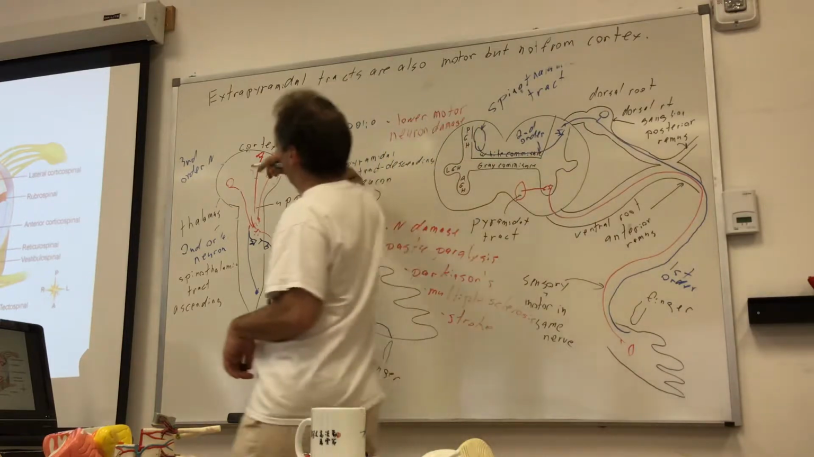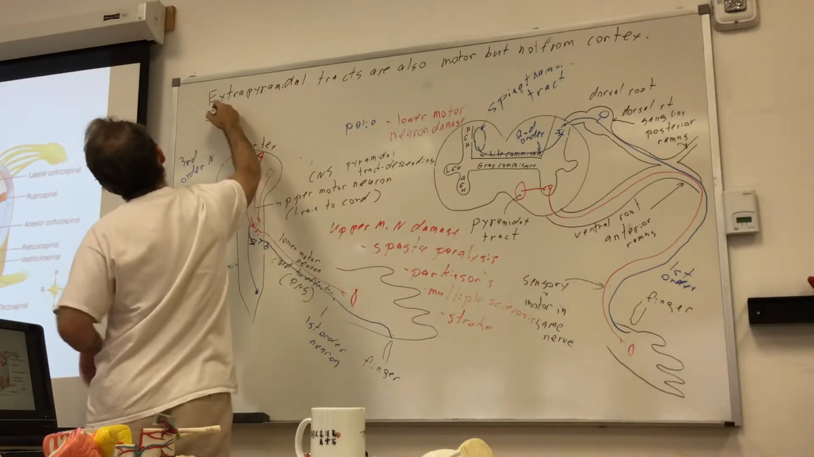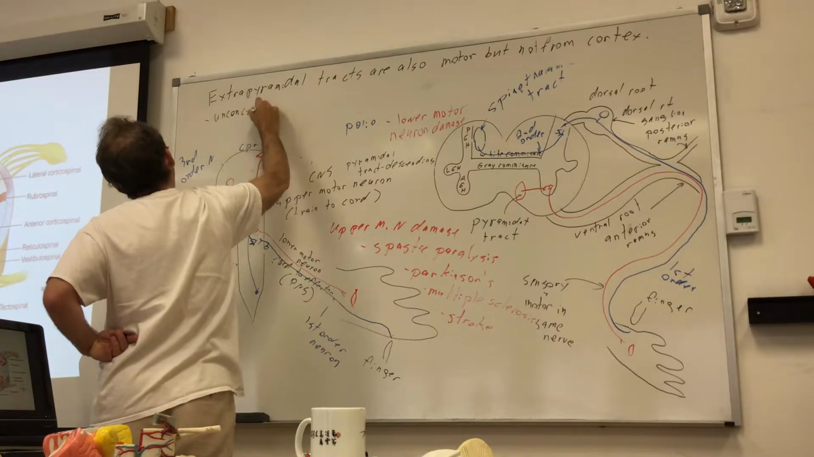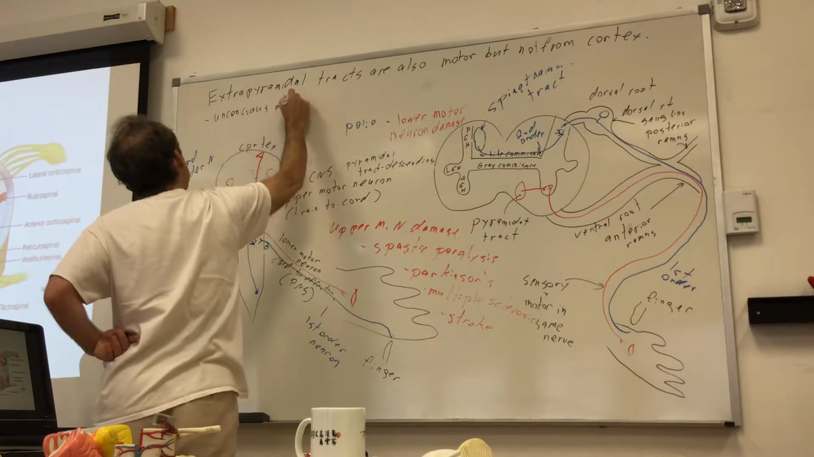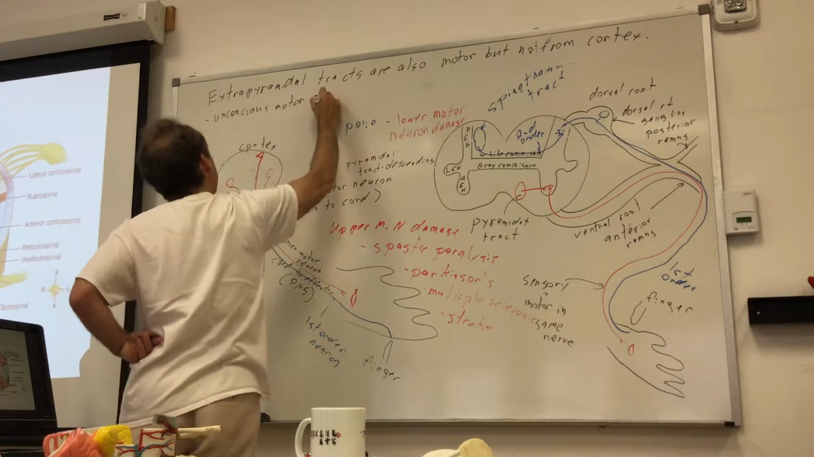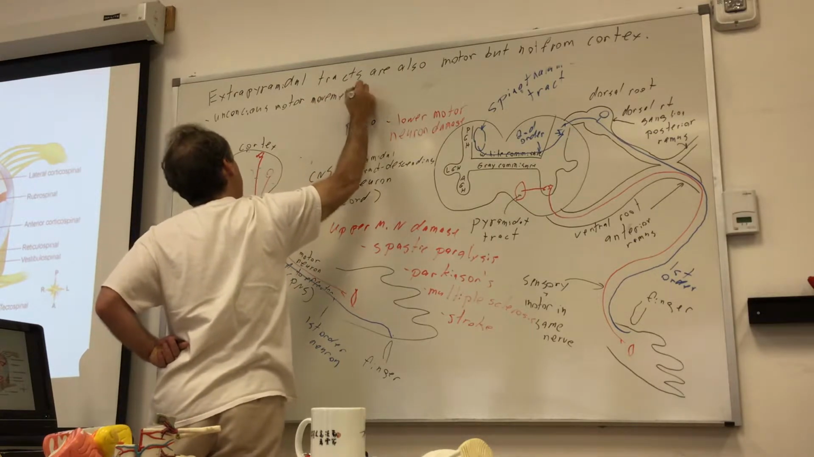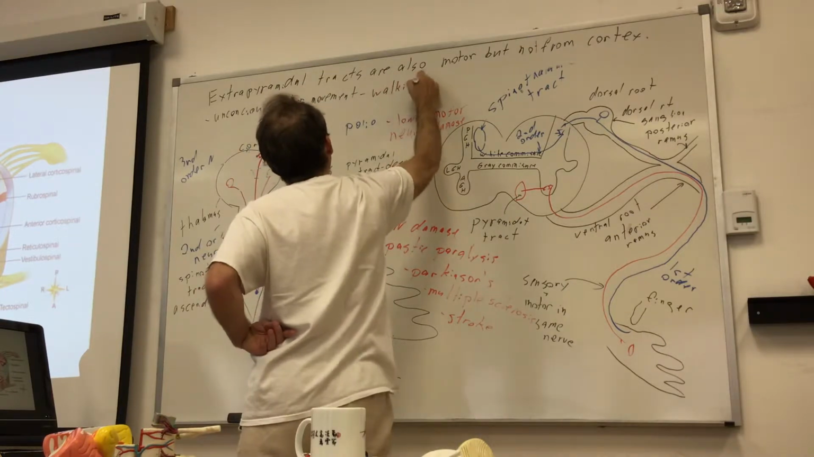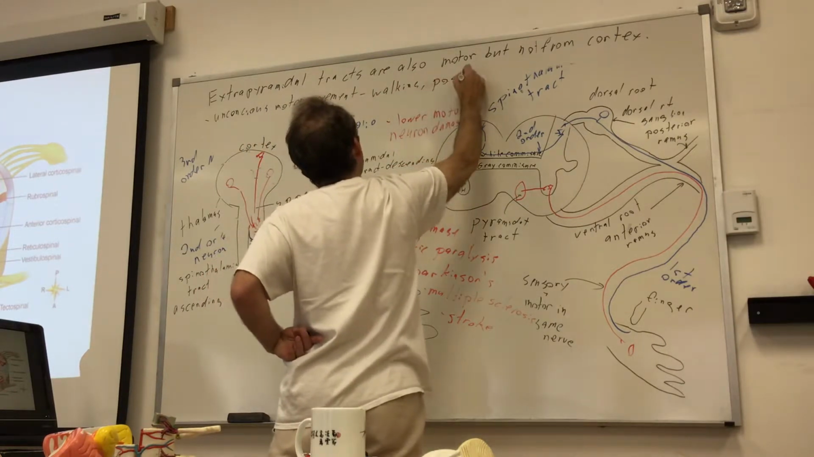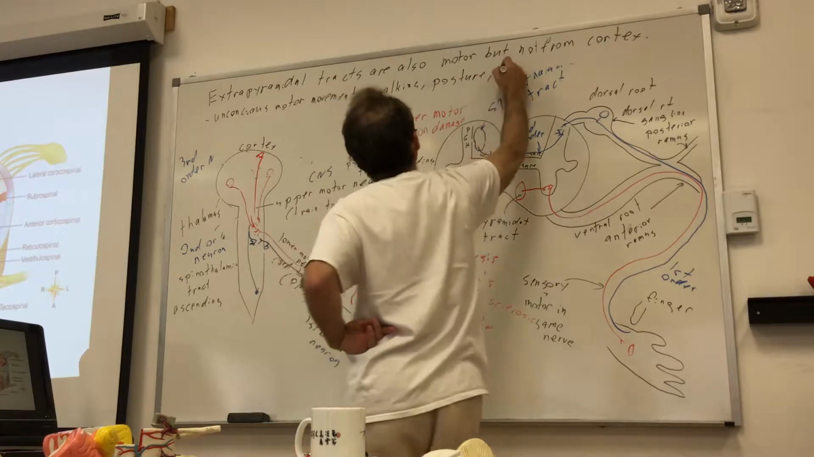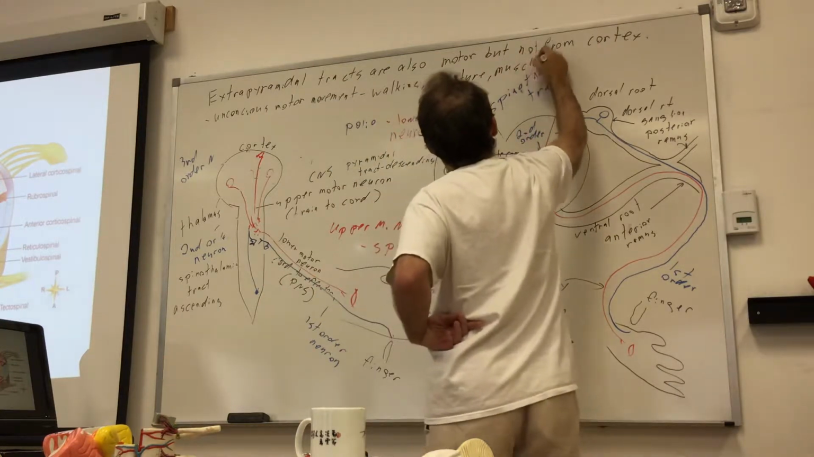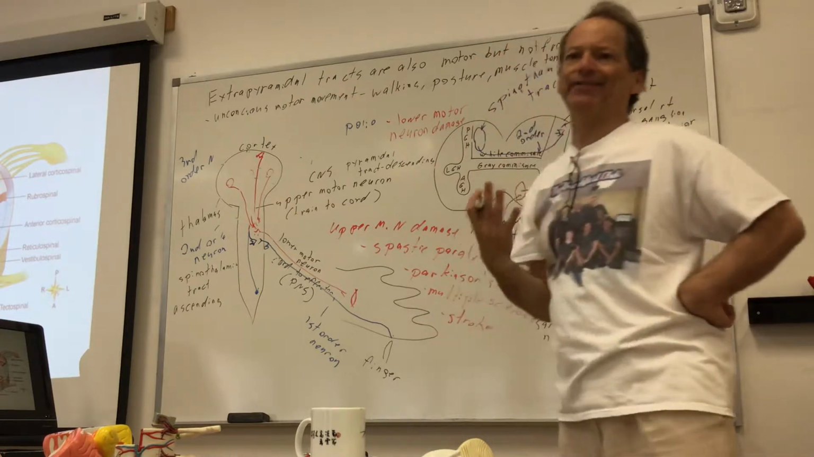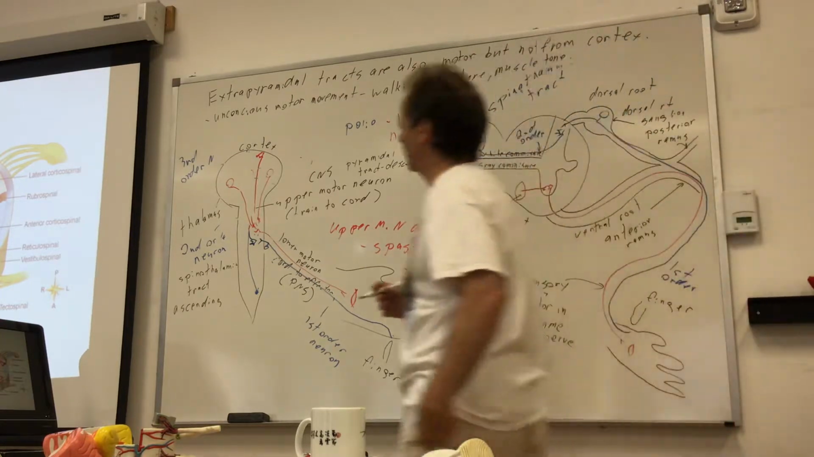So it is unconscious motor movements, like walking, posture, things like that. Muscle tone. Things that the muscles do that you don't really have to think about.